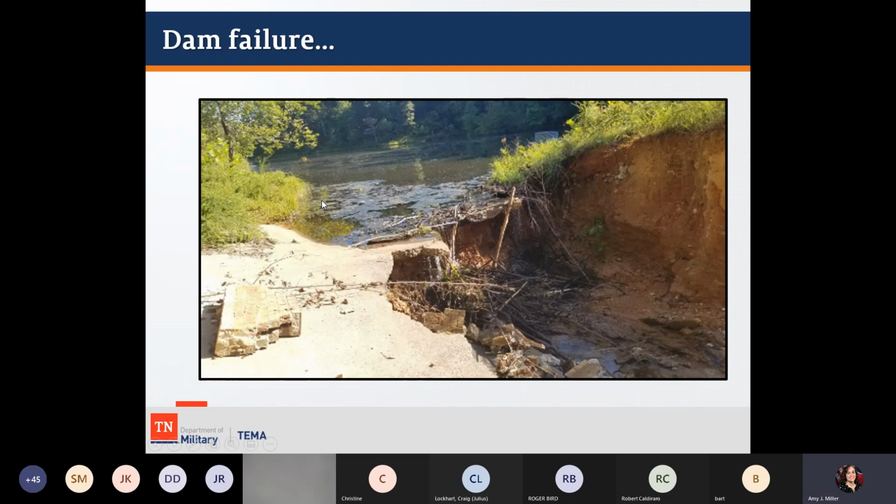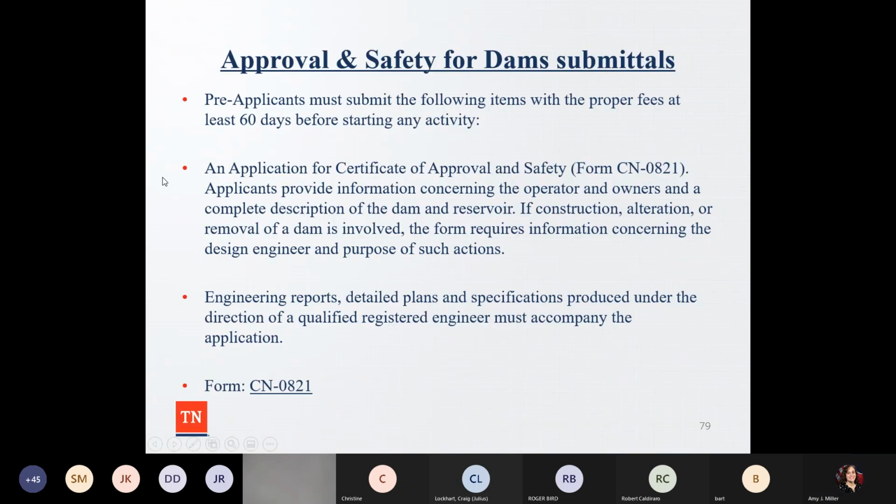So this is just an example of a dam failure. This was a picture in Tennessee. So again, you should have an application where all the proper fees are submitted at least 60 days before starting any kind of activity. There's an application for certificate of approval and safety, CN-0821, and then applicants provide information concerning the operator owners, and then a complete description of the dam and reservoir.